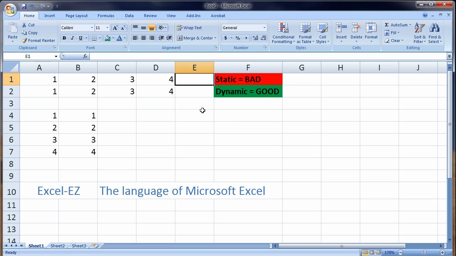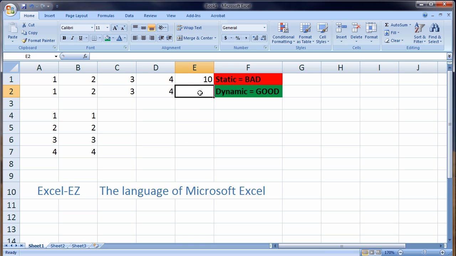So let's start. What I'm talking about here is the idea that a static function is bad and a dynamic function is good. Certainly, to add up the values that exist in cells A1, B1, C1, and D1, let's do that in E1. I'm going to start with the equal sign that indicates to Excel that we're going to do a function. I'm going to just say 1 plus 2 plus 3 plus 4, just like we would put it into a calculator. And if we then hit the enter key, we get the answer 10.